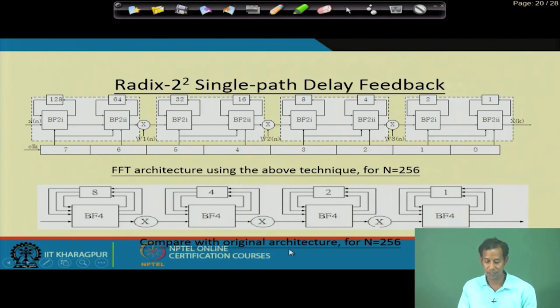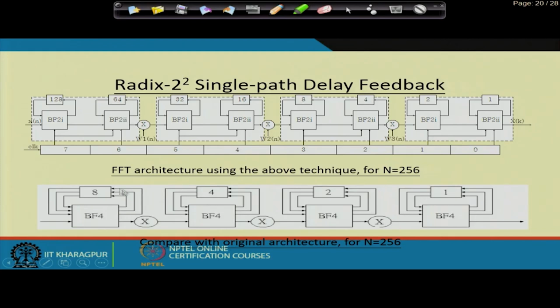The original architecture for this 256 point FFT, which we have already discussed, used a radix 4 butterfly unit. It has to run 64 times in the first stage, in the next stage the butterfly unit has to run 4 times, then 2 times in the third stage, and in the final stage it has to run for 1 iteration.